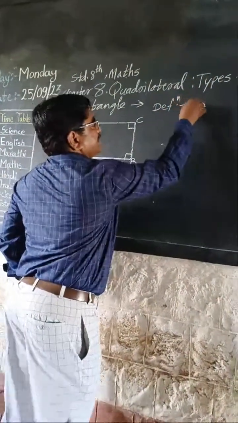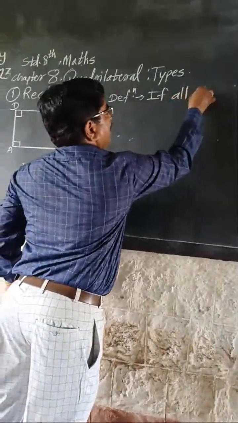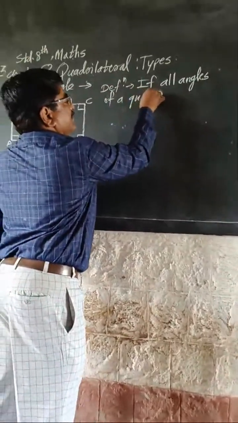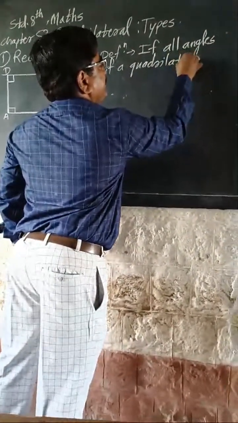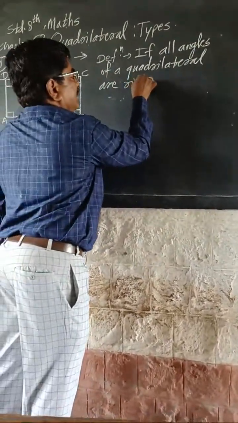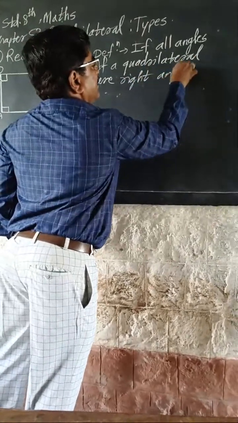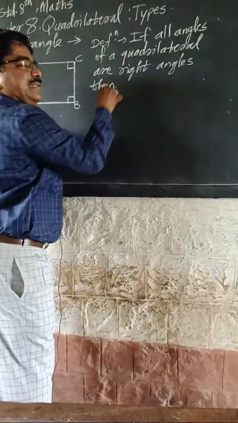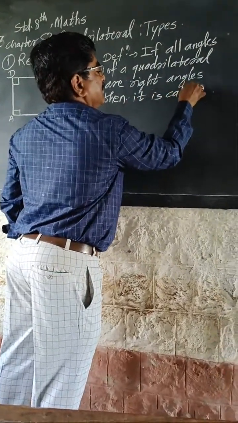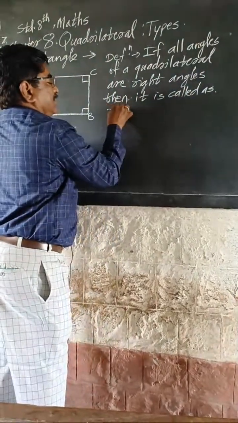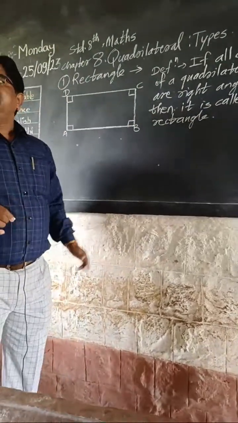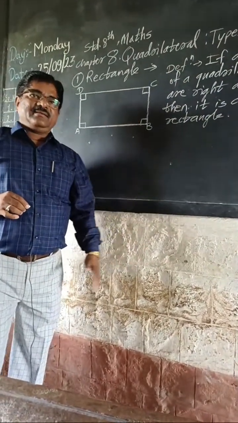Definition is: if all angles of a quadrilateral are right angles, then it is called a rectangle. This is the definition of rectangle.